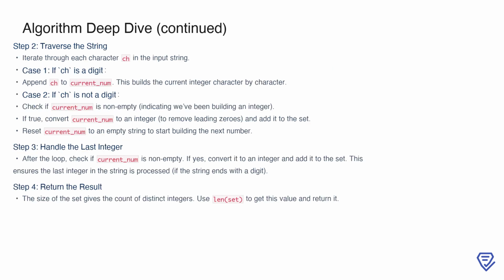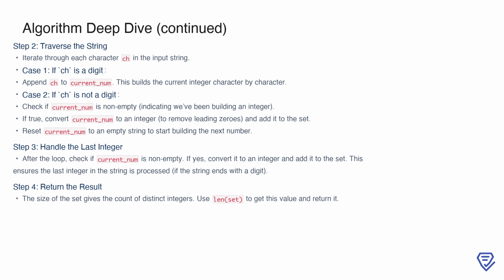Now, we start traversing the input string, one character at a time. For each character, there are two possibilities. If the character is a digit, we append it to current_number, which allows us to build the integer incrementally. On the other hand, if the character is not a digit, it means we've reached the end of the current integer. In this case, we first check if current_number is non-empty. If it is, we convert it to an integer, which automatically removes any leading zeros, and then add this integer to our set. After that, we reset current_number to an empty string so that we can start building the next number.